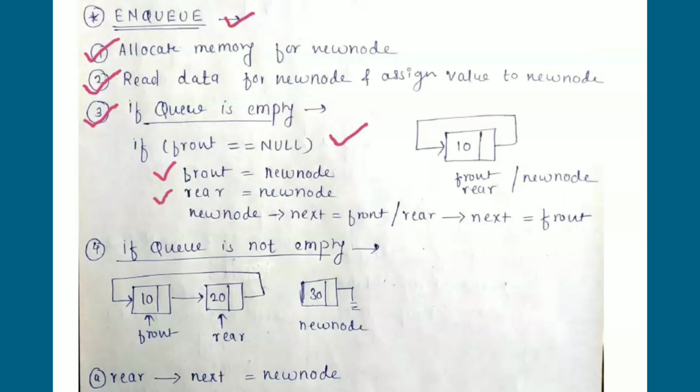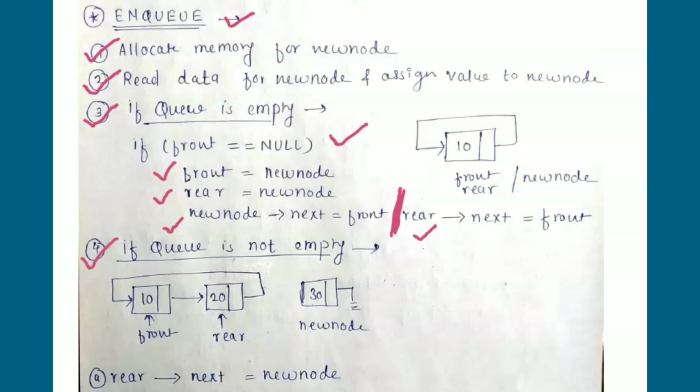As well as we need to set the rear end connected with the front end. For that statement, that is rear next equal to front, or we can say new node next equal to front. So these statements are used. You can use either new node next equal to front or rear next equal to front. So this is the first case, when your queue is empty.